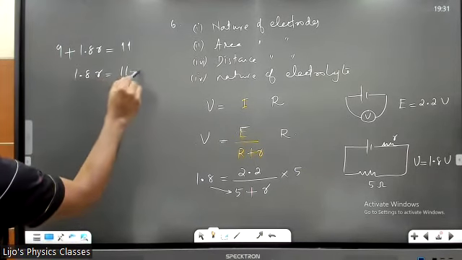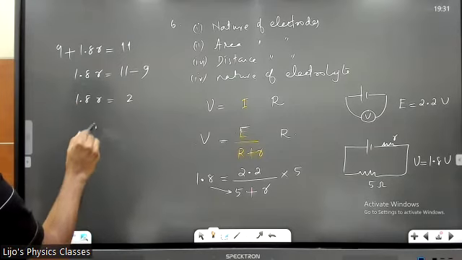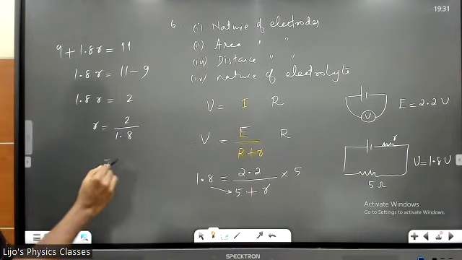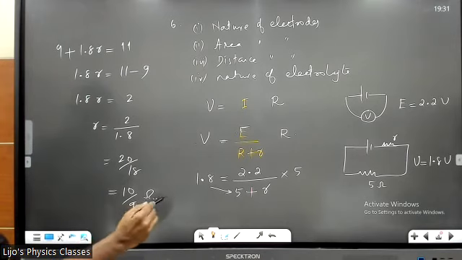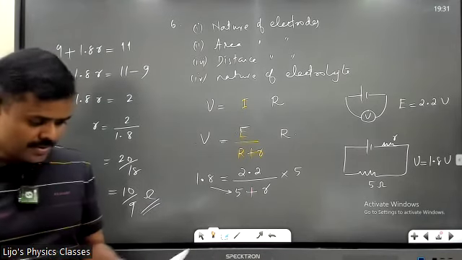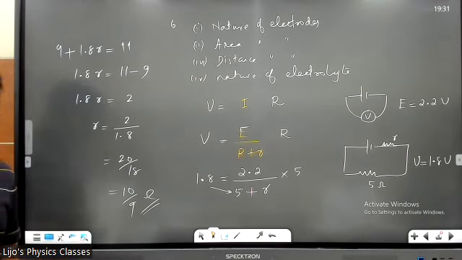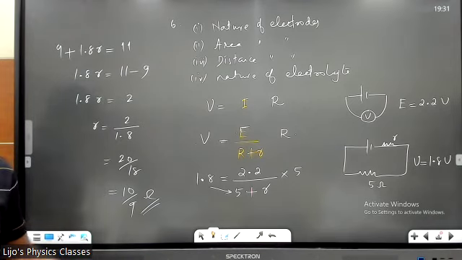1.8 into R is equal to 11 minus 9. 1.8 into R is equal to 2. R is equal to 2 by 1.8, or 20 by 18, or 10 by 9 ohms. 10 by 9 ohms. Got it? You can keep it this way, or roughly 1.1 ohms.